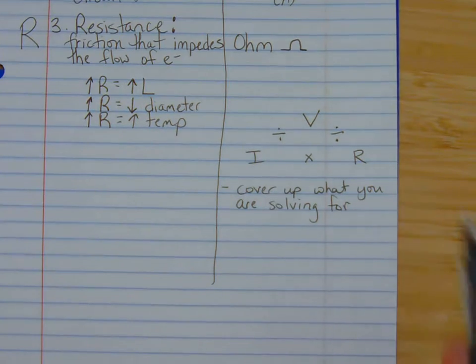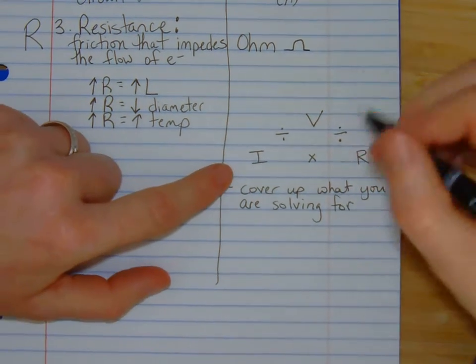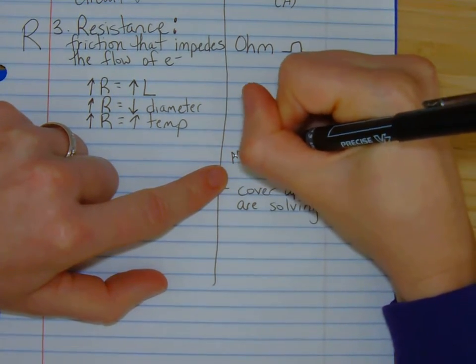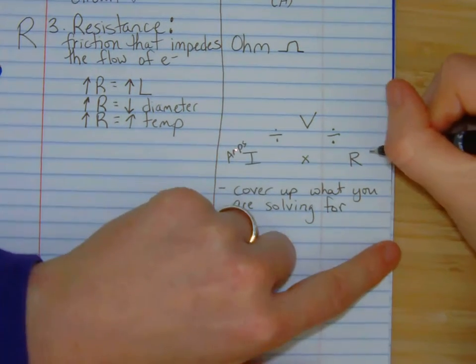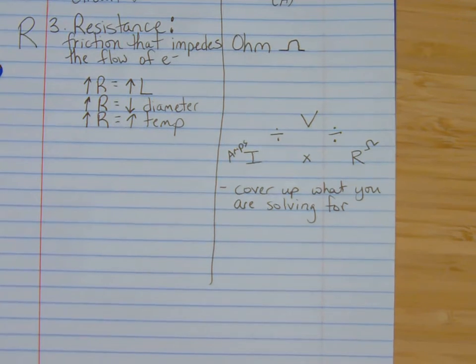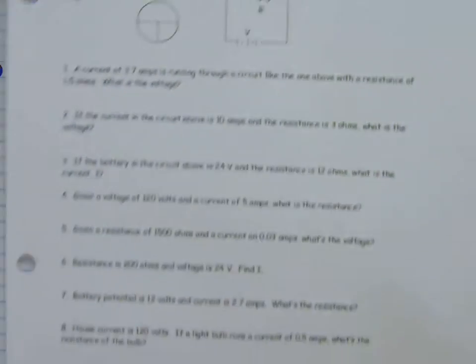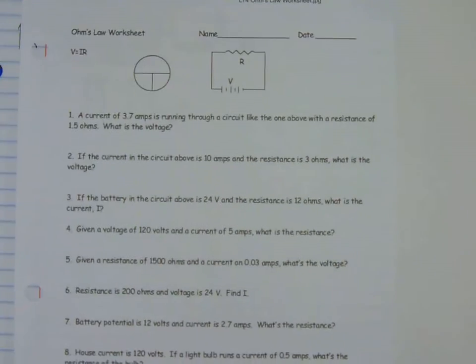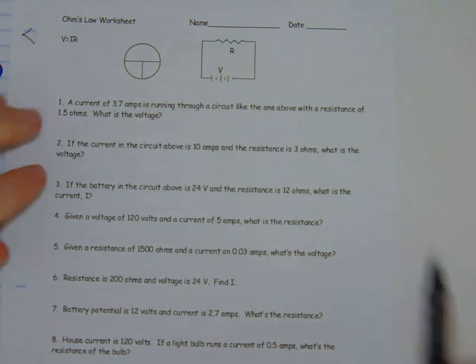So we have a divide and a multiply. We know V is voltage. We know that I is current, which are the amps. And we know that R, the horseshoes, are the ohms, right? Okay, so you have a practice sheet. This should be on Moodle. If you're in class getting it, then obviously you got a copy of it.